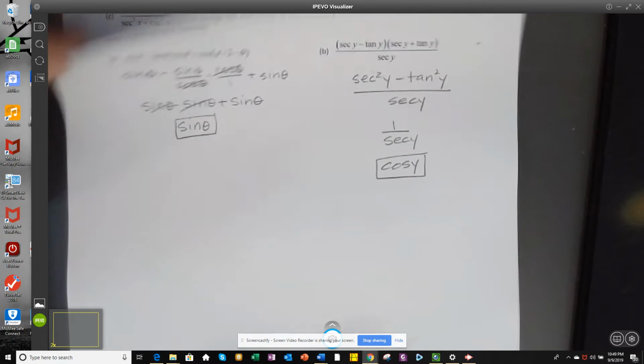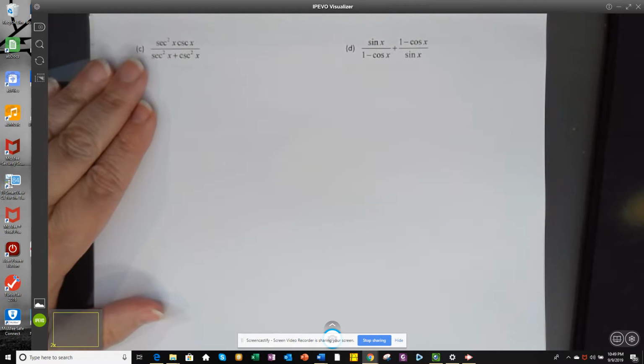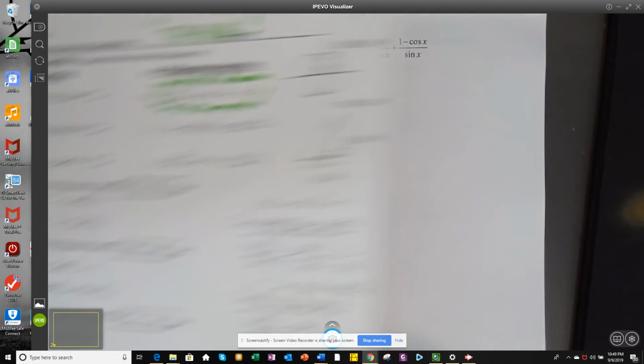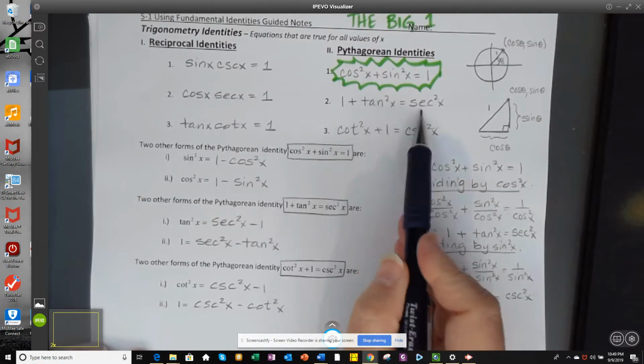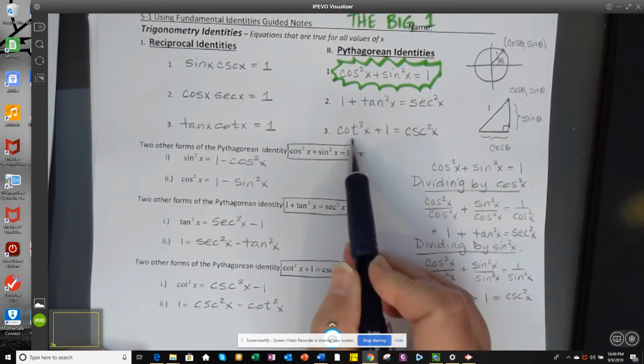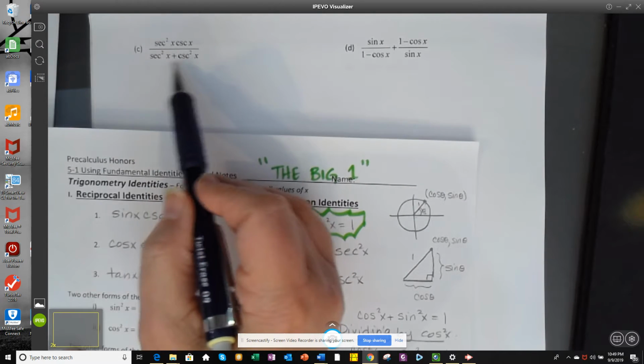All right, let's do another one. Secant squared x times cosecant, secant squared x plus cosecant squared x on the bottom. Now, if you look at the big 1 identities here, you'll notice that the tangent's only with the secant squared, and the cotangent's only with this cosecant squared. So the fact that these are different is not helpful.